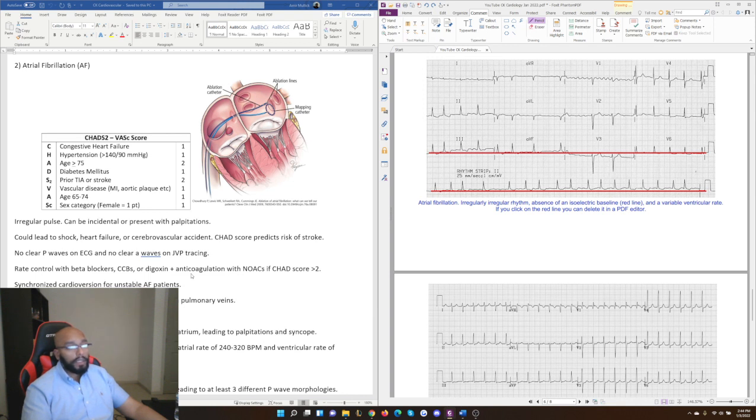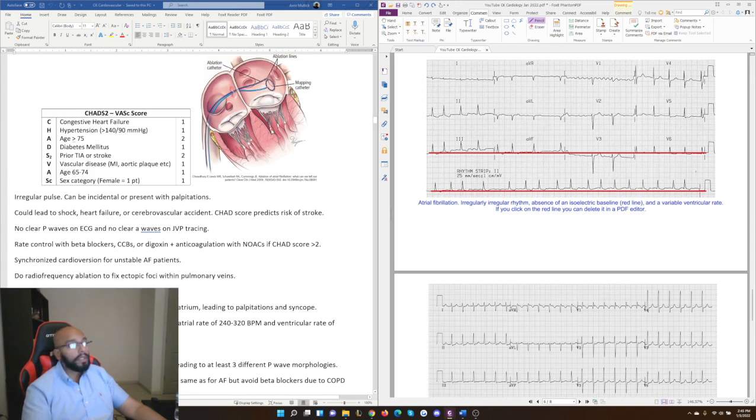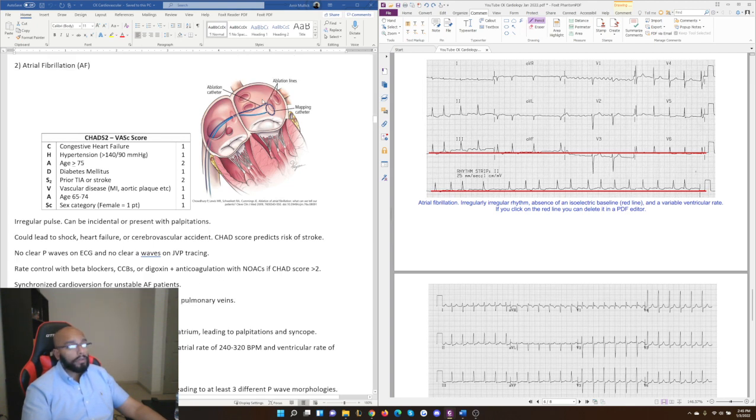And then in the end, if it keeps happening and it's a problem that you're not fixing, you have to do radiofrequency ablation to fix the ectopic foci within the pulmonary veins. This is an answer in many Q banks, where instead of saying do radiofrequency ablation, they'll make sure they mention where you do the ablation. So ablation is actually done here by the pulmonary veins.